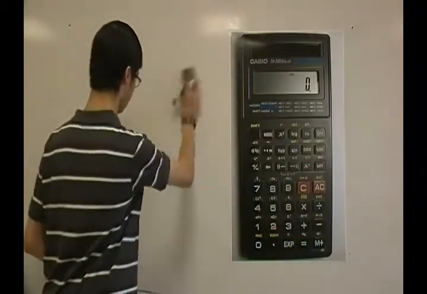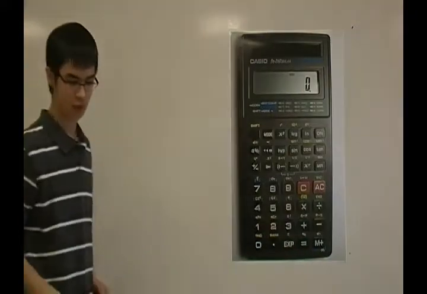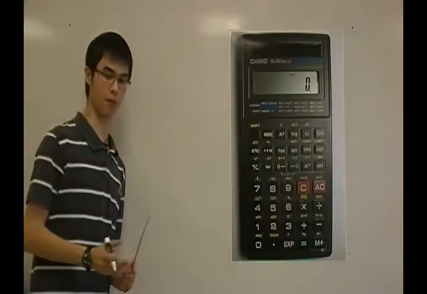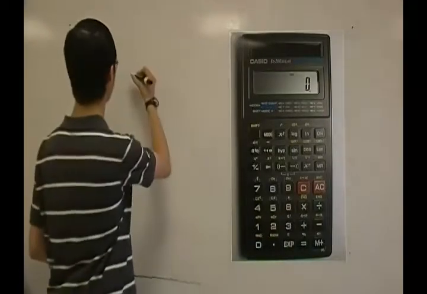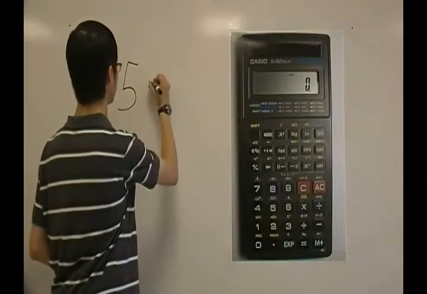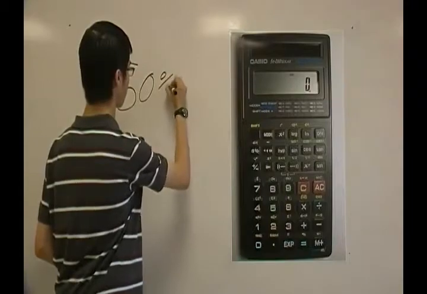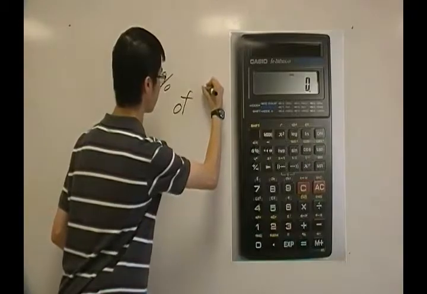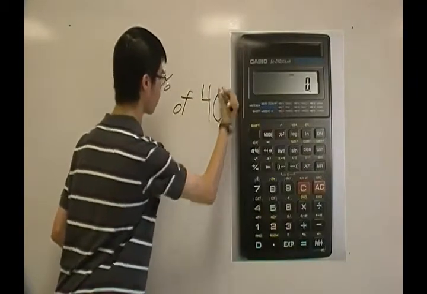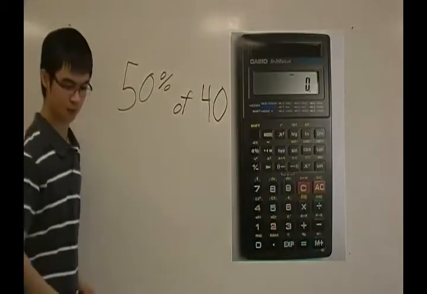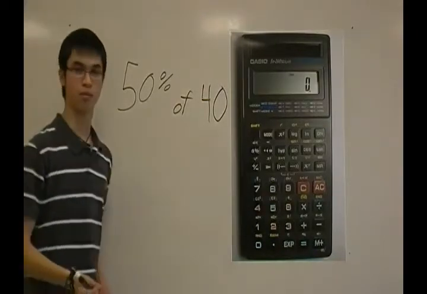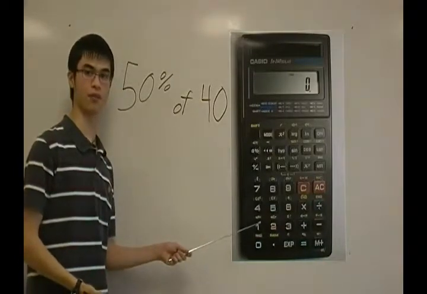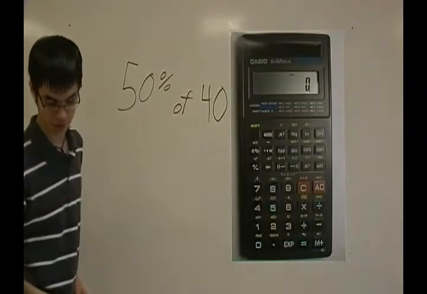All right, let's move on to the last thing. We'll be doing percent now. You'll be using the shift function for the percent as well. So let's find 50 percent of 40 using the calculator. This will probably be the hardest thing you'll have to do with the calculator. Now let's get started with this.